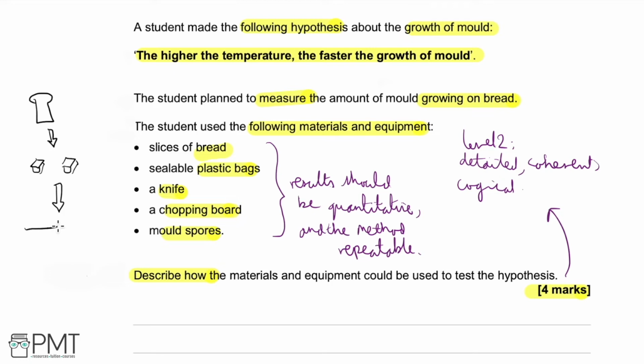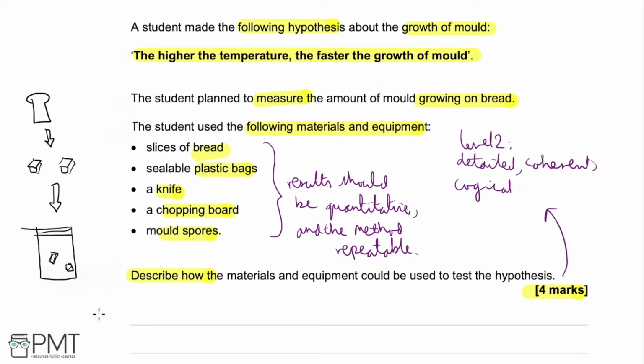We'll take our piece of bread and we'll chop it up into 2 by 2 centimeter squares. This is a control variable, and it will be the same at all temperatures. We will then put some mold spores on each of these bread pieces. We'll then put 2 of these in each plastic bag, and these plastic bags we will expose to different temperatures. Each of these bags will be left at the given temperature for the same amount of time, and then the amount of mold on each will be seen at the end of this period of time.